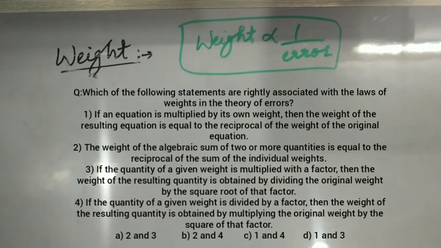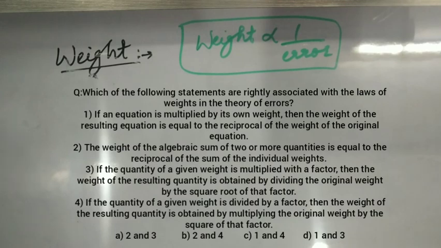And the fourth option is, if the quantity of a given weight is divided by a factor, then the weight of the resulting quantity is obtained by multiplying the original weight by the square of that factor. The options are: A is 2 and 3, B is 2 and 4, C is 1 and 4, and D is 1 and 3. As we can clearly see, options 1 and 4 are correct.